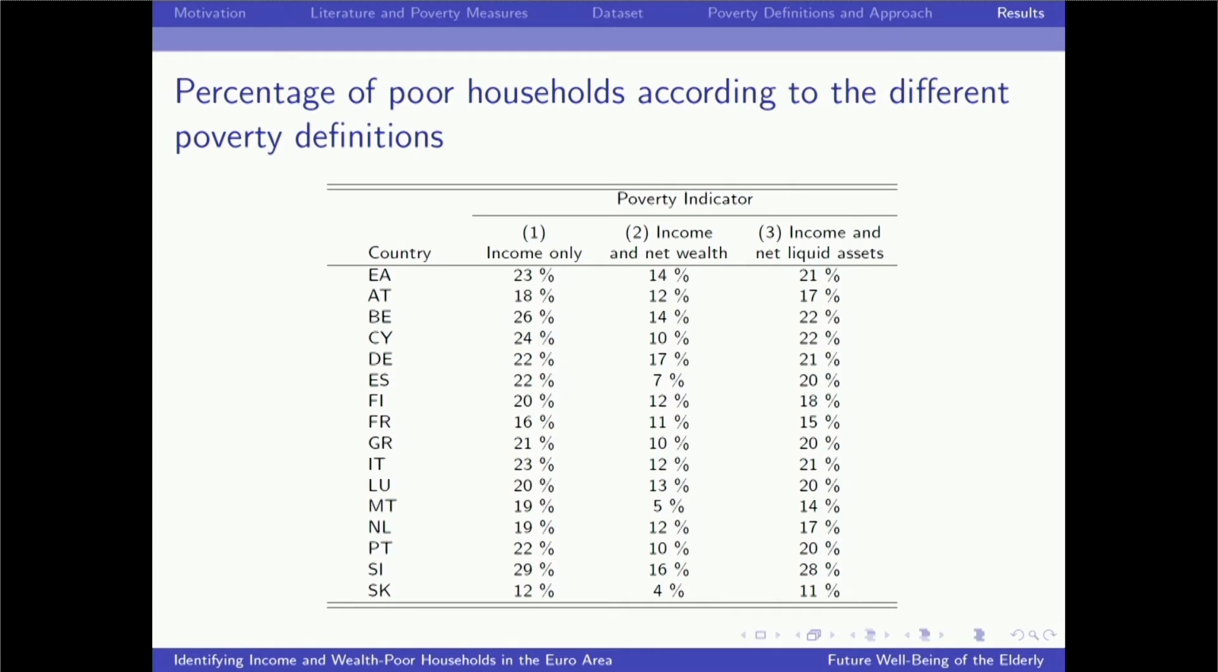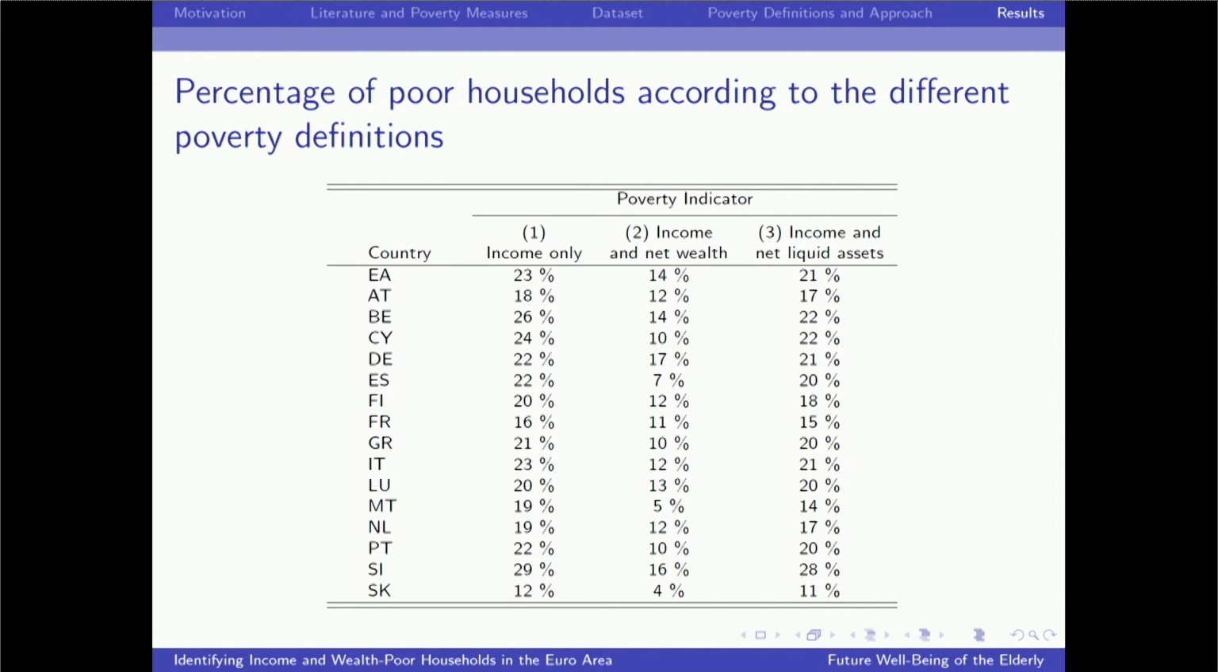And we can see that the average age of the household head is lower than for indicator 1, and the average age of the household head is even lower than in the overall population. And that shows that wealth-poor households are young and not old. So wealth poverty is a problem of young households, not of old households. And that can be explained by the so-called life cycle hypothesis.